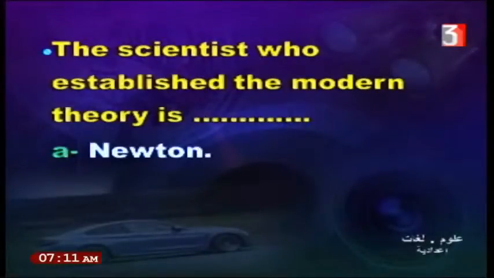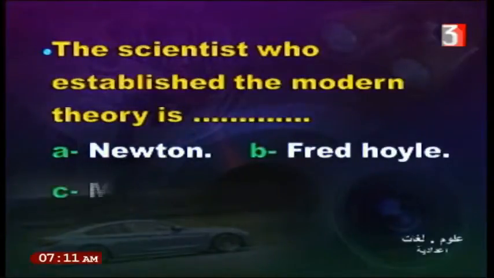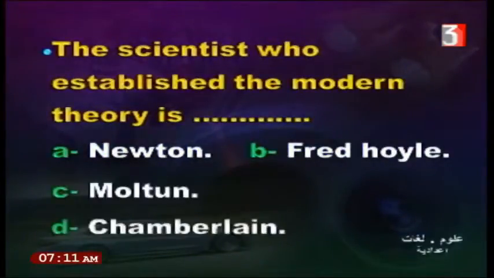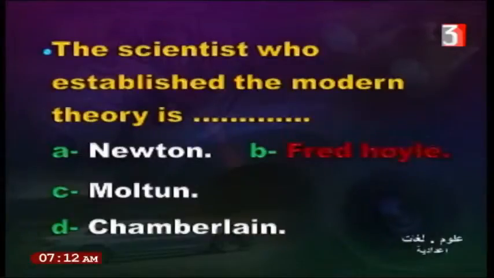The scientist who established the modern theory is Newton, Fred Hoyle, Moulton, or Chamberlain. Newton has many laws about gravity, or attraction force. Chamberlain and Moulton are founders of the crossing star theory, but the scientist who established the modern theory is Fred Hoyle. Next one.